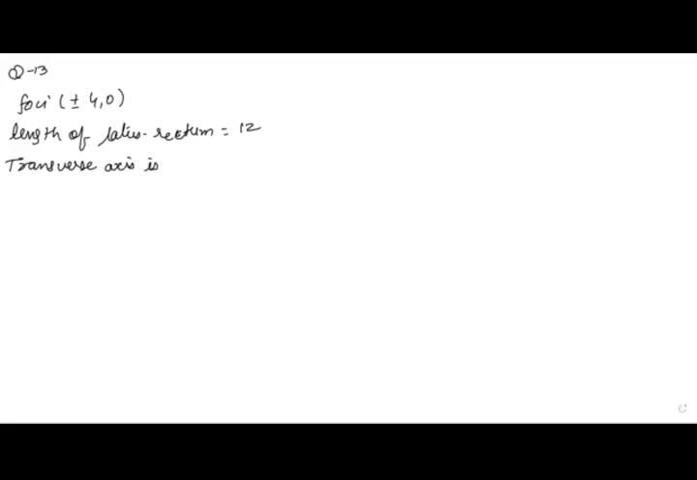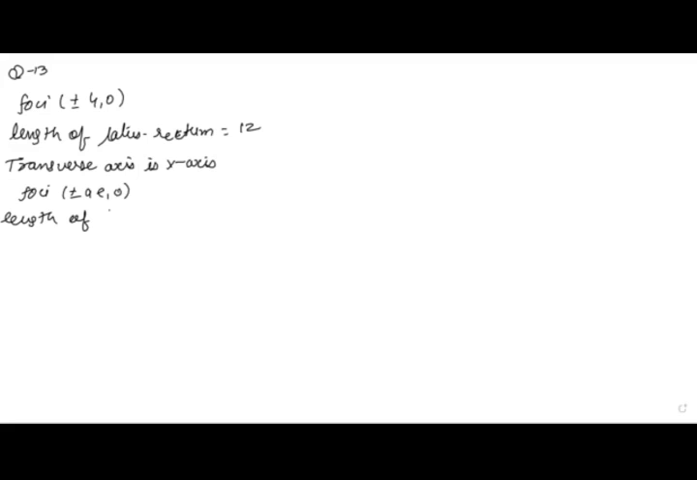Question 13. Here the foci given is plus minus 4 comma 0. As you can see that my foci is on the x-axis, my transverse axis will be the x-axis. Length of latus rectum is 12. So the transverse axis is the x-axis. Foci is at plus minus a comma 0.